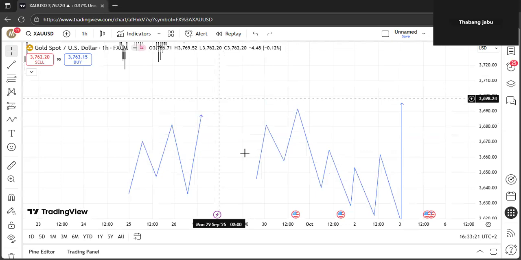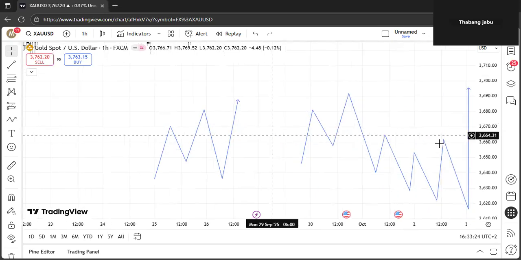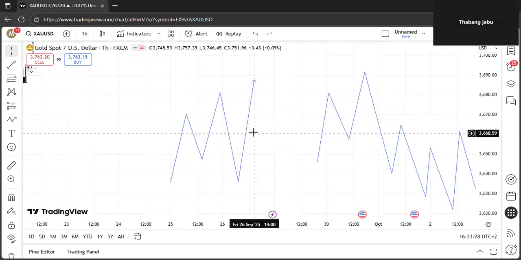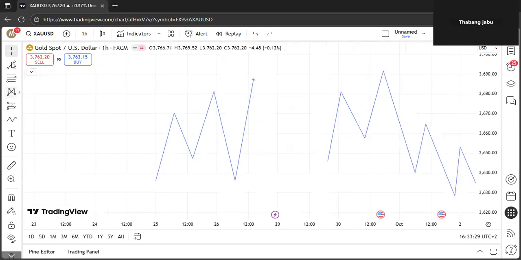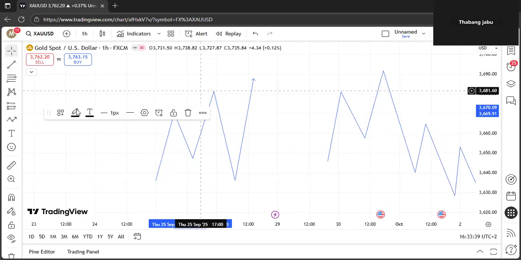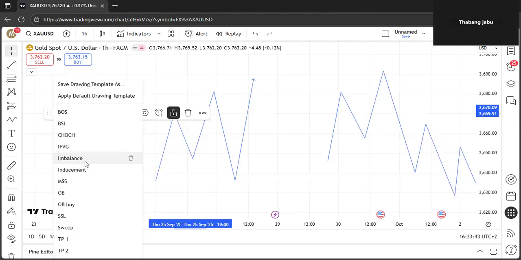So, as you can see, I was preparing some structures to show you guys today. Let's start with the structure. And like I said, we're going to begin with advanced SMC from this week forward. So, let me give you an introduction to advanced SMC.